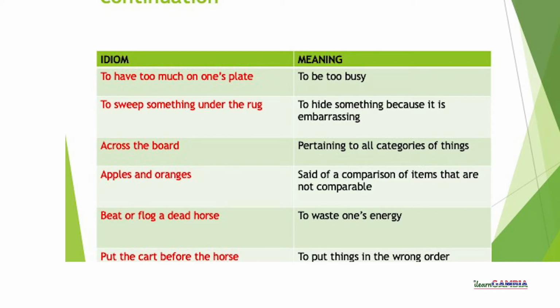Across the board, pertaining to all categories of things. Apples and oranges, a comparison of items that are not comparable. Beat or flog a dead horse means to waste one's energy. If you are engaged in something that will not yield any good result, that means you are beating or flogging a dead horse. Put the cart before the horse, to put things in the wrong order.